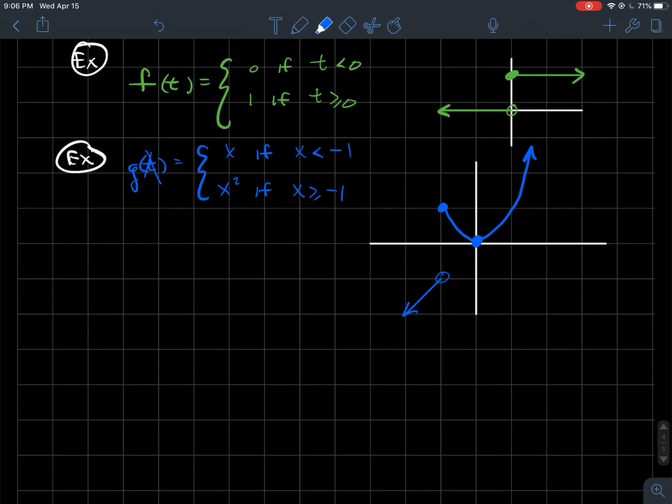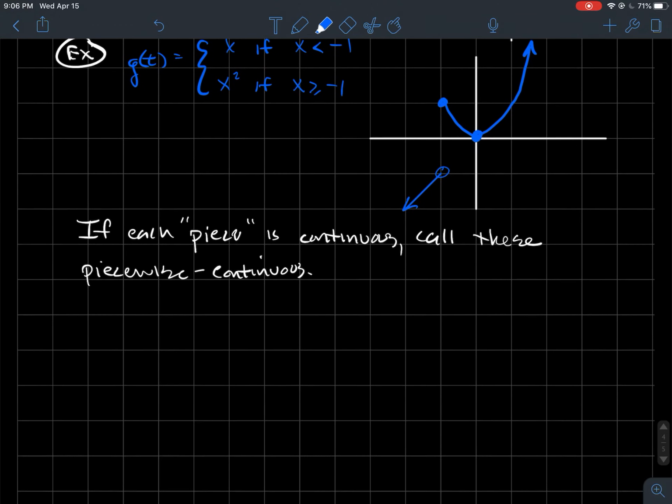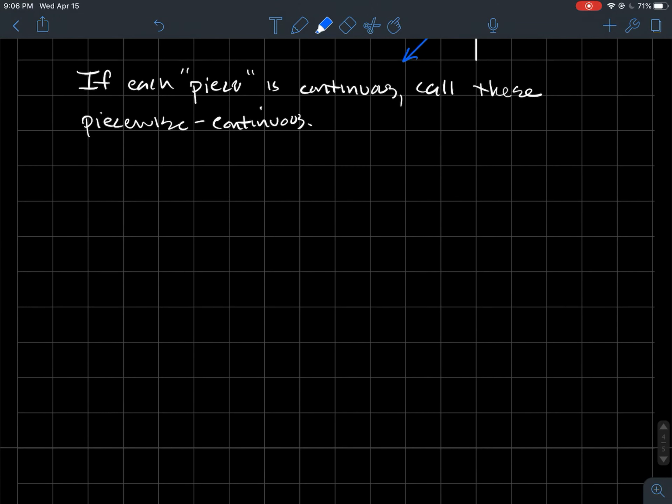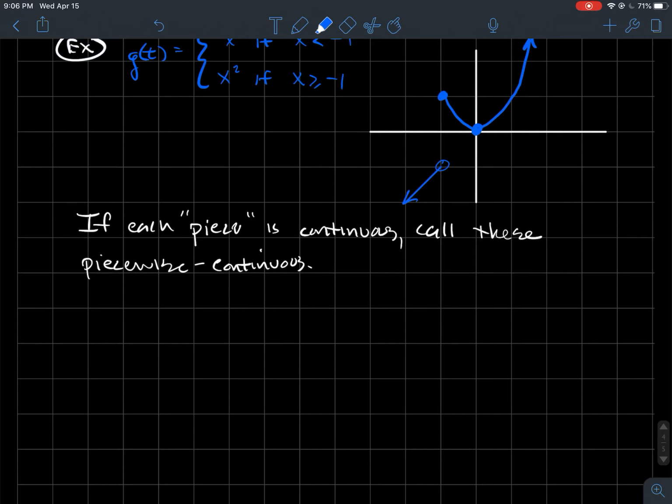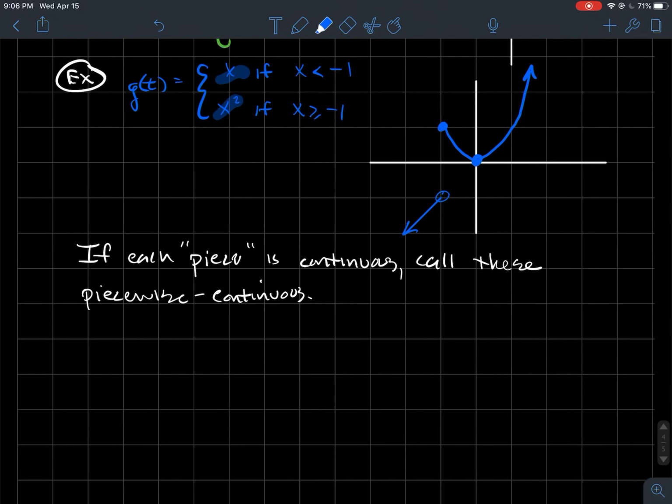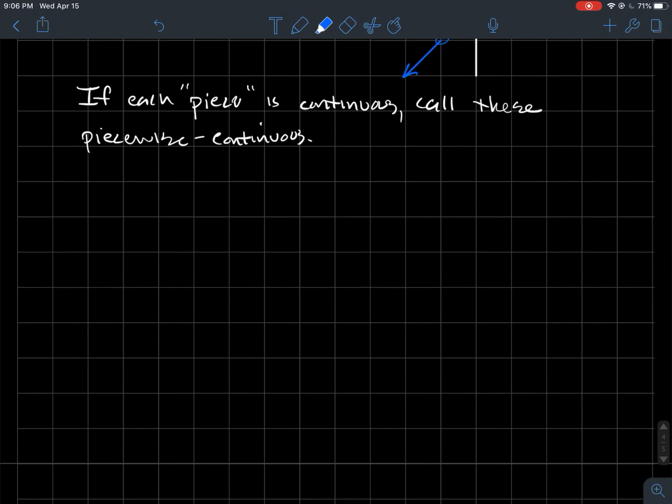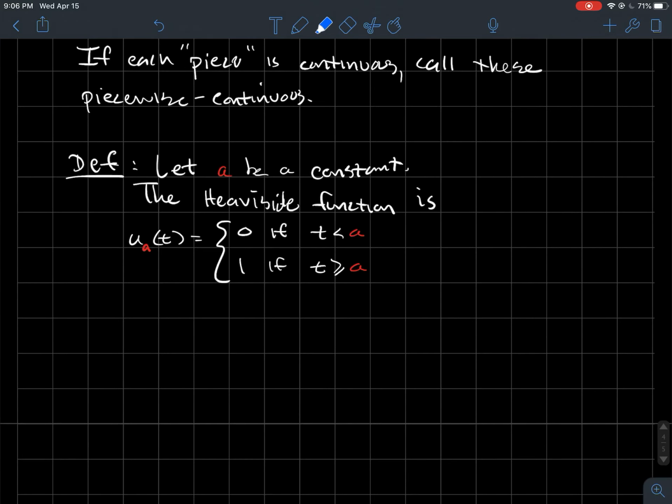So again, piecewise functions have different formulas for different pieces. We'll say that if each one of the pieces is continuous, like for example x and x squared are both continuous, then that is a piecewise continuous function.